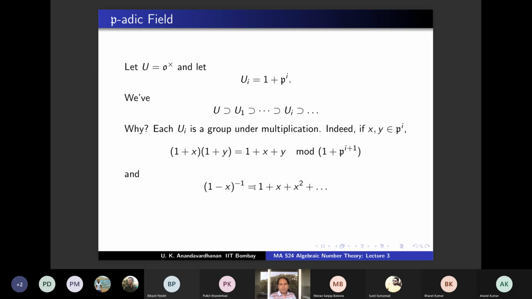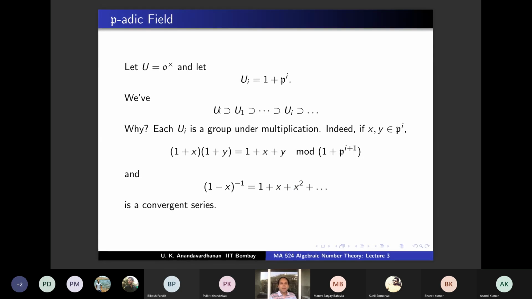The inverse is thus, this converges, therefore this is an element in O, and I am saying this is an element in 1 plus p power i. Why? Because you leave the 1 part, and you have to show that this infinite sum is in p power i, and that is true because you can take x common, and what is remaining is 1 plus x plus etc., which is a unit. So you are getting x times a unit, and x is in p power i, so x times that unit is in p power i. So this highlighted part is in p power i, therefore the inverse is also in 1 plus p power i. So 1 plus p power i is a multiplicative group.